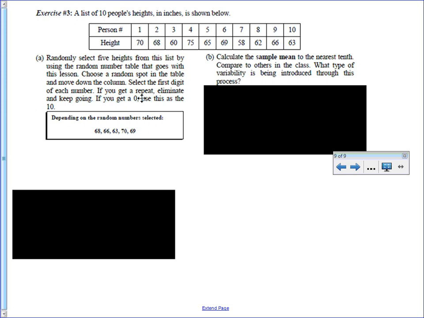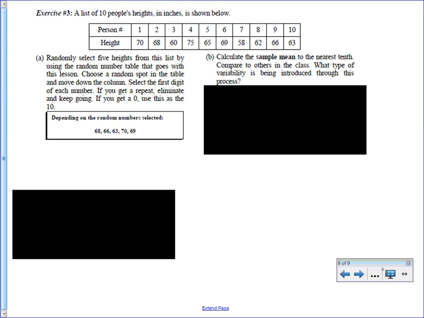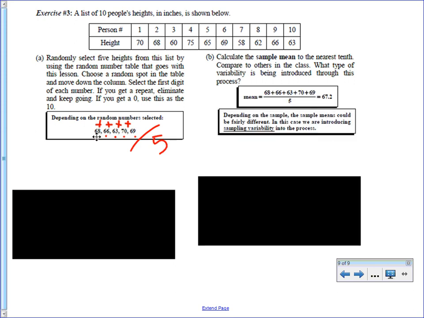I randomly selected them. Now the second part asks me to calculate the sample mean to the nearest 10th and compare to the others in the class. What type of variability is being introduced through this process? Okay, so the mean is just the average, if you remember. I'm going to add all of them up, and I'm going to divide by how many there are. So I can see there are 1, 2, 3, 4, 5 pieces of data here, so I'm going to add all of these numbers up, and then divide by the number 5. Okay, so I get 67.2.